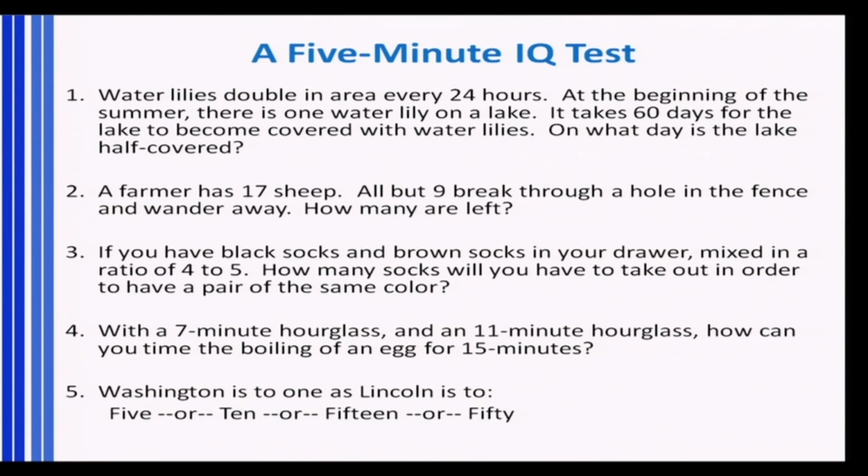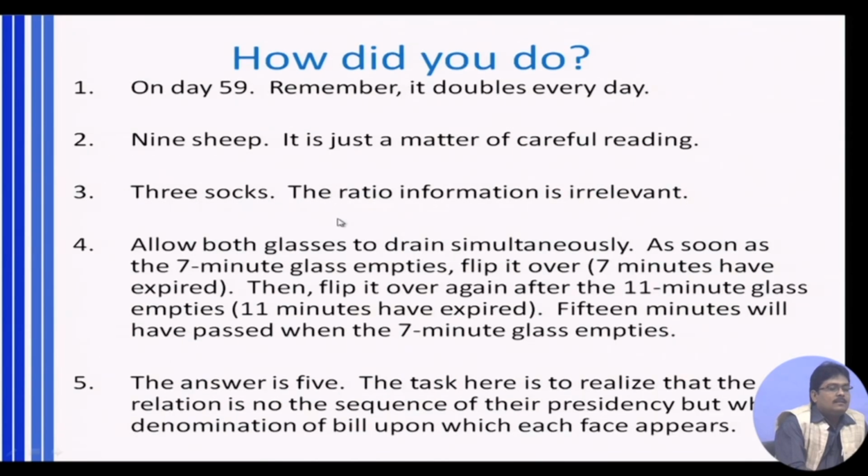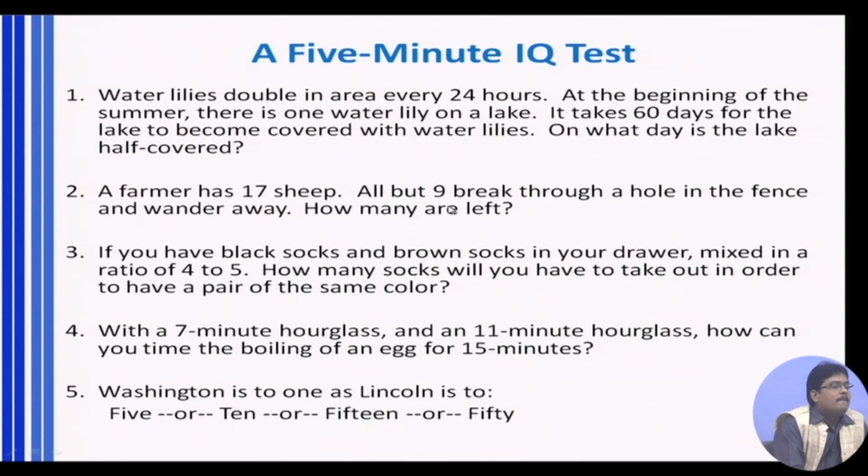The second item is: a farmer has 17 sheep, all but 9 break through a hole in the fence and wander away. How many are left? So, this kind of question is put to the students. What could be the answer? Let us see. The answer is 9 sheep. It is just a matter of careful reading.